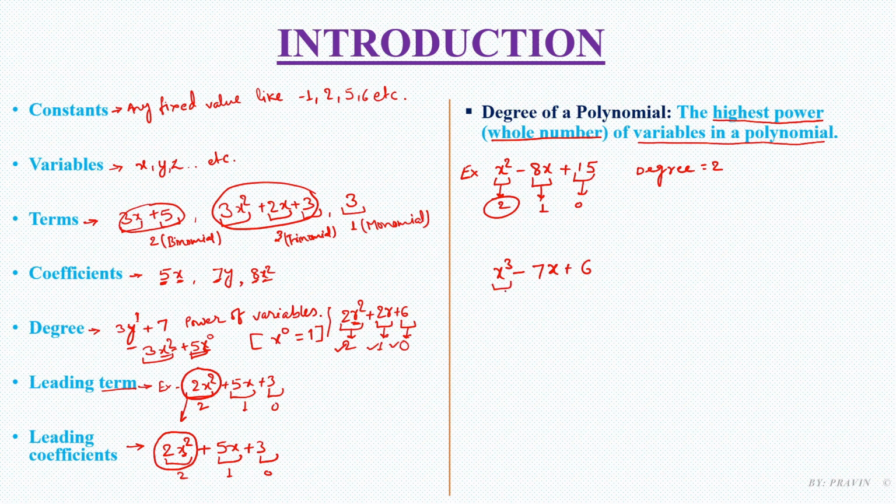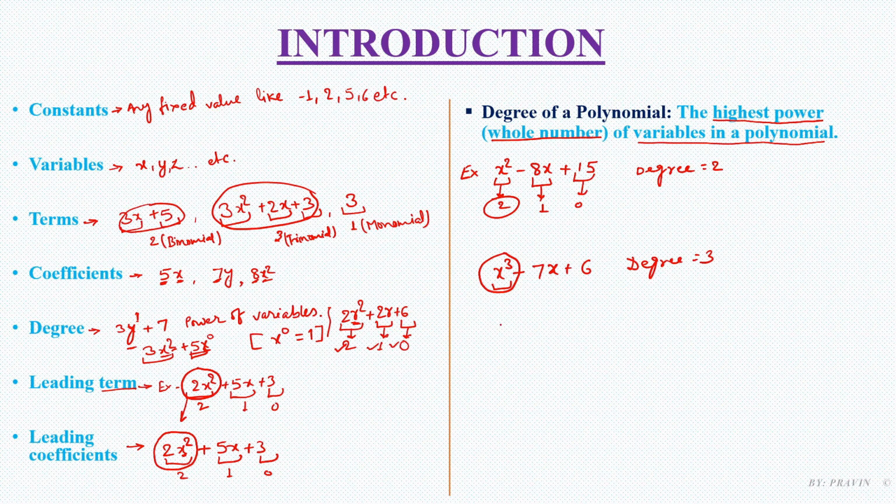Here, you need not write every time the degree of each term. Directly you can compare that. Here the power of x, since x is a variable, is 3, here power of x is 1, here power of x is 0. So obviously this 3 is the highest power of x, so degree will be our 3.